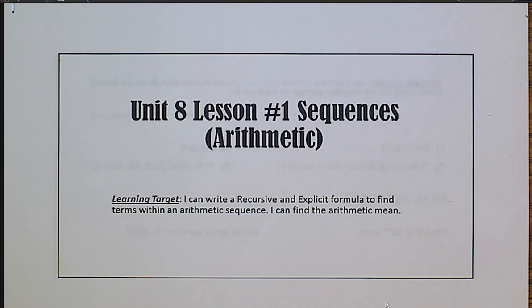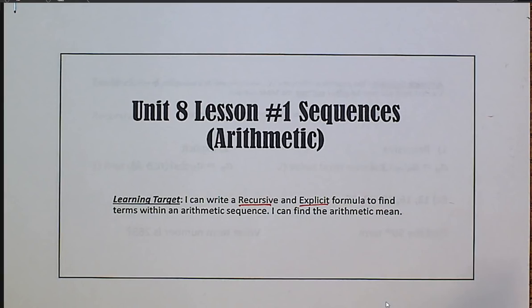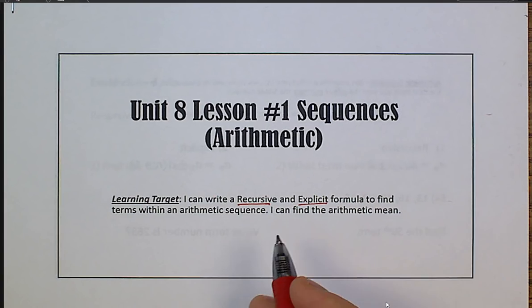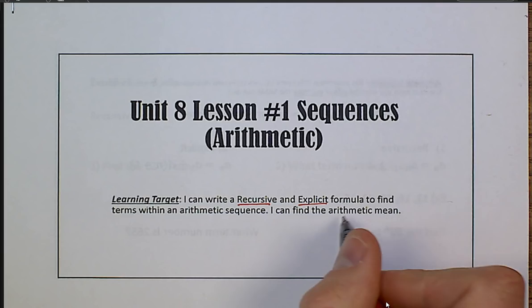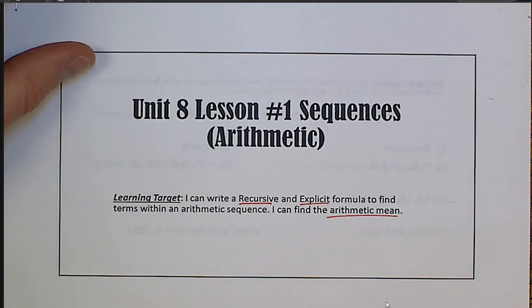And so what we want to do today is be able to do two things. We want to be able to write a recursive and an explicit formula to find terms within the sequence. And then we're also going to do a third thing, which is find arithmetic mean. And so you actually already know how to do this. We're just fancying it up a little bit with its name. So let's just jump right into it.